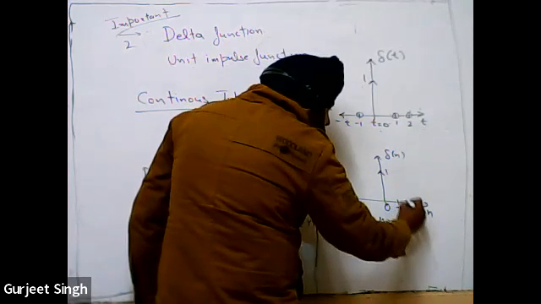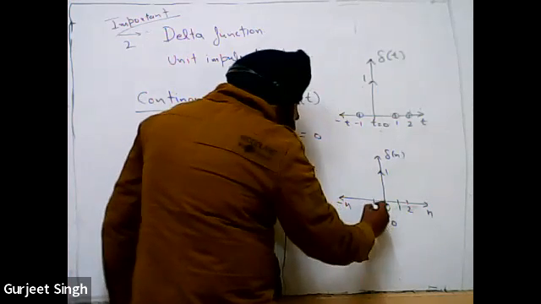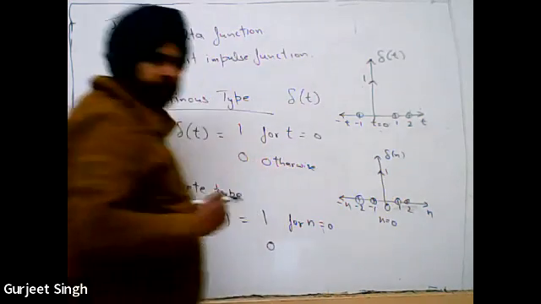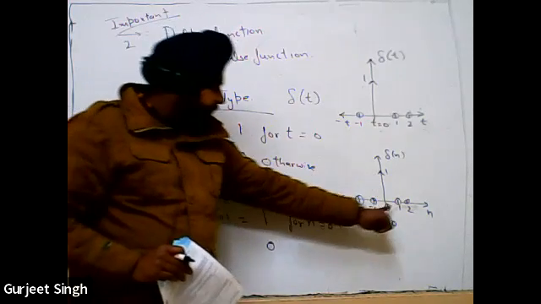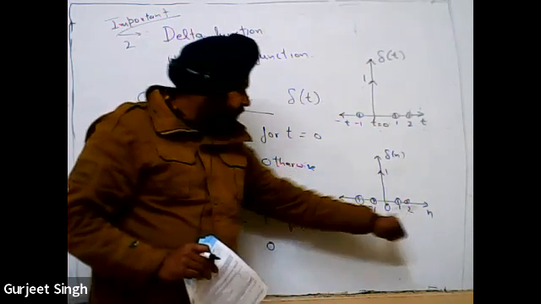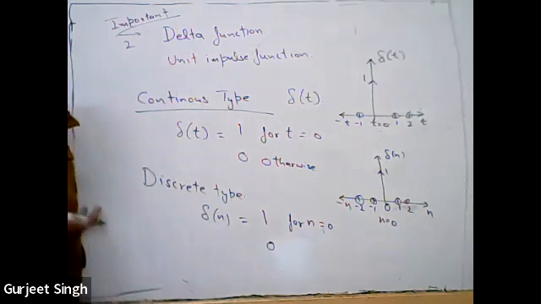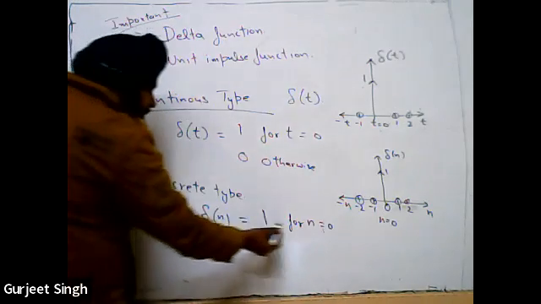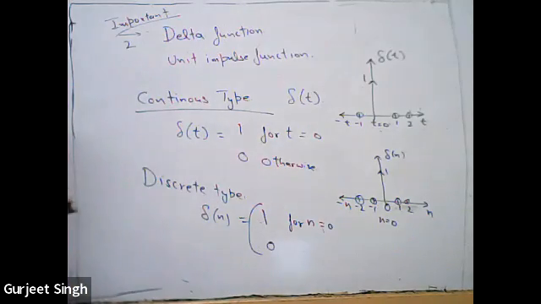This is the delta n value; its magnitude is 1 for n equal to 0. At all the other positions, n equal to 1, 2, -1, -2, its value is 0. So its value is 1 for n equal to 0, or 0 otherwise. This is the delta function or the unit impulse function.